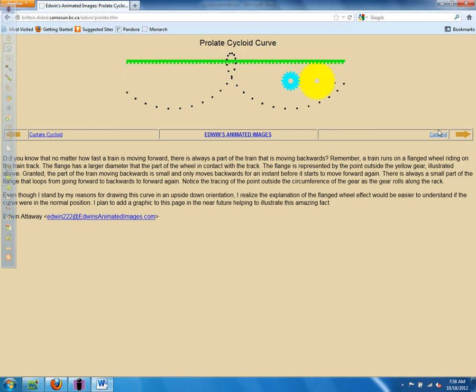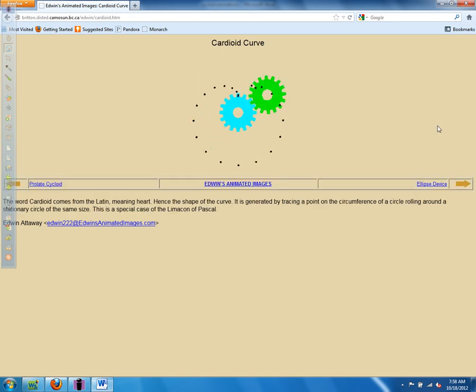Cardioid. So a cardioid is produced by a circle rolling along the outside of a circle. And we'll talk about cardioids more when we talk about polar coordinates. So that's a cardioid. Let's see, I'm not even sure what a lot of these are. It's been a while since I looked at this.